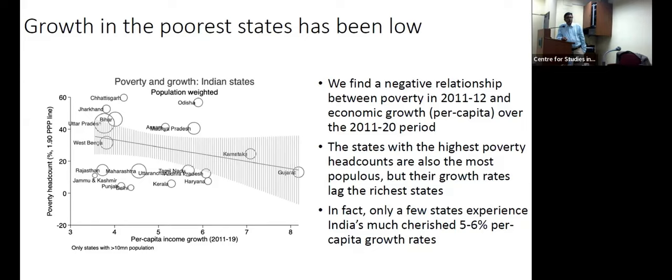This is when we look at the caste structure. The states with the highest poverty headcounts are also the most populous, but their growth rates typically lag the richest states. And if you think about it, the analogy with what I showed yesterday should become very clear. There we showed that the top income groups are growing at a faster rate. Here we are showing where the top income group people live. They presumably live in richer states or cities, and that's where, in some ways, their growth has been more. And this is not therefore looking very promising. Only a very few states experience India's 5-6% per capita growth rates.